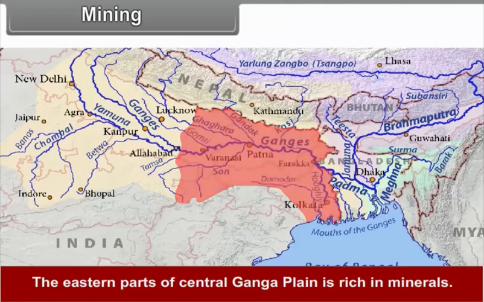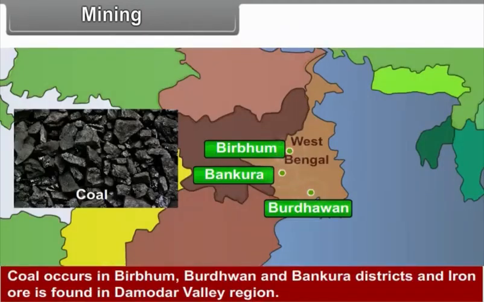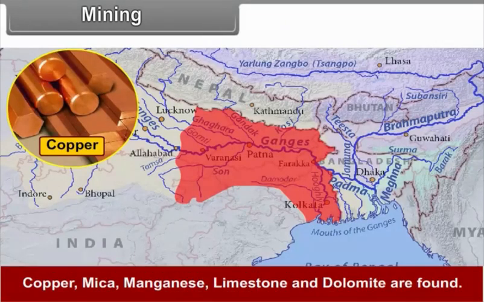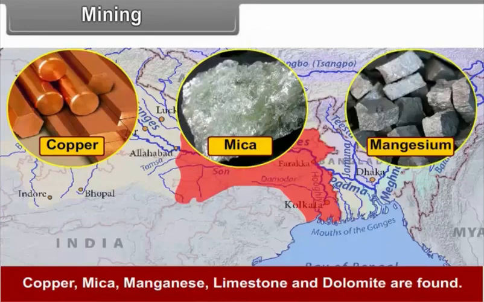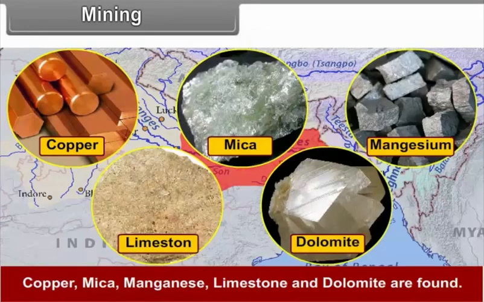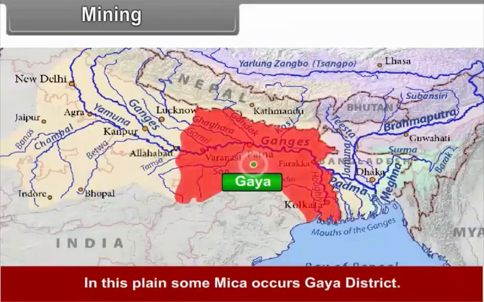Mining. The eastern parts of central Ganga plain are rich in minerals. Coal occurs in Birbhum, Burdwan and Bankura districts, and iron ore is found in Damodar Valley region. Copper, mica, manganese, limestone and dolomite are found. In this plain, some mica occurs in Gaya district.